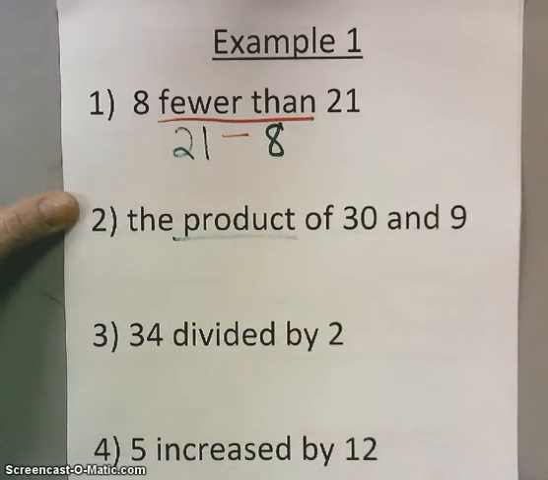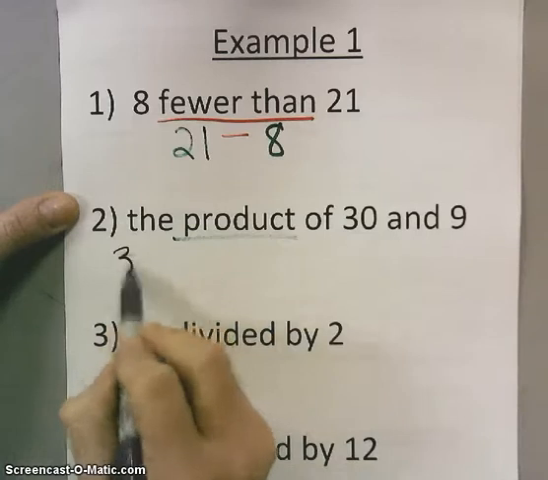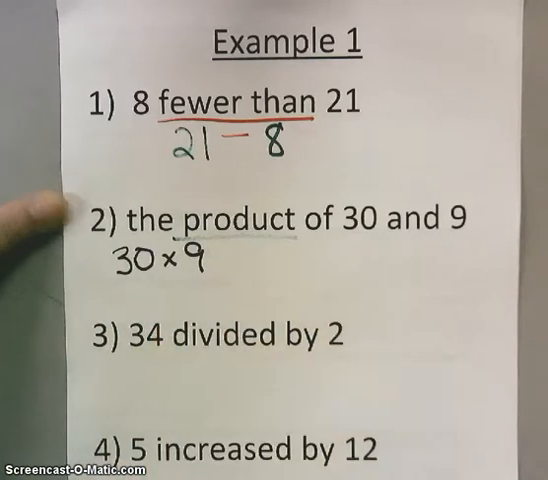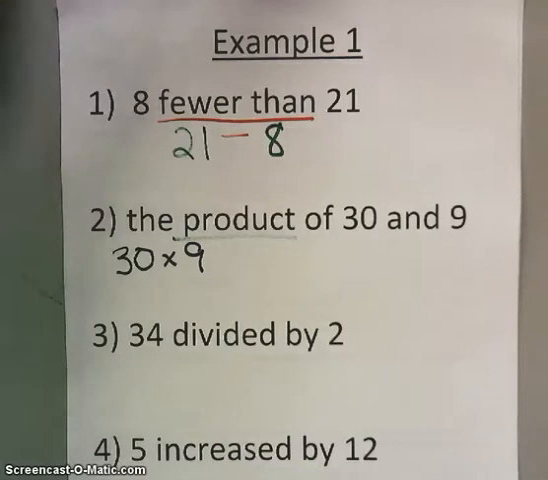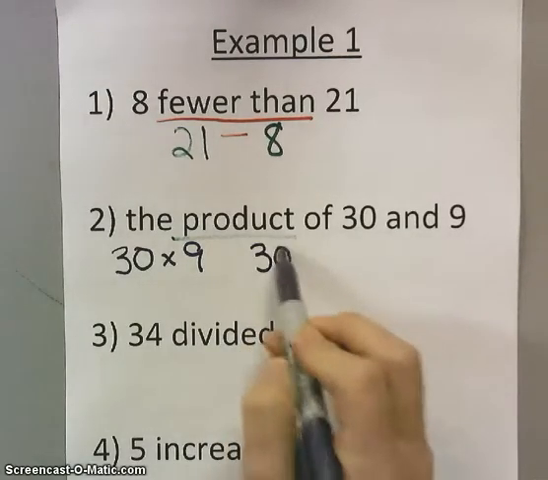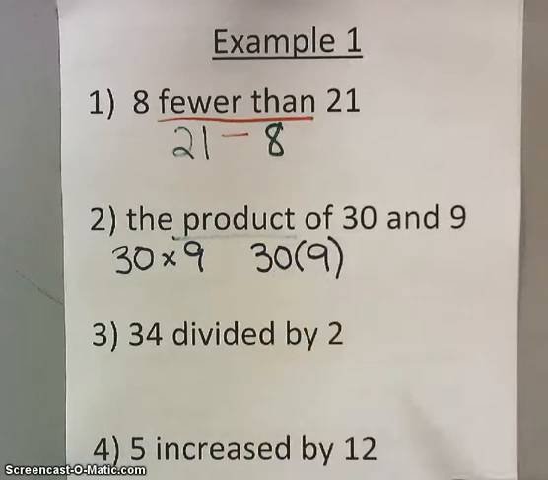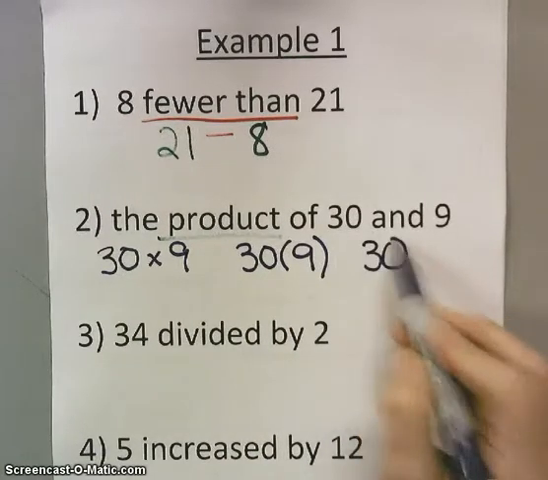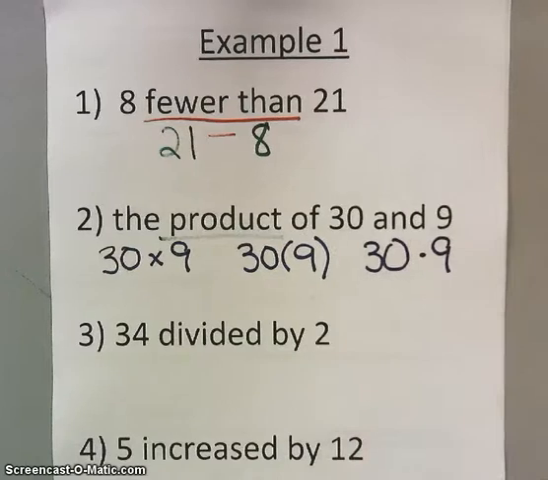So I can write this all kinds of ways. I can write the way we used to and do 30 times 9 with an x. But remember, we're working on variables now, so that x can get a little bit confusing. So we can also write 30 times 9 with our parentheses. And another way we can do that is 30 with a little dot times 9. Those all represent the product of 30 and 9.